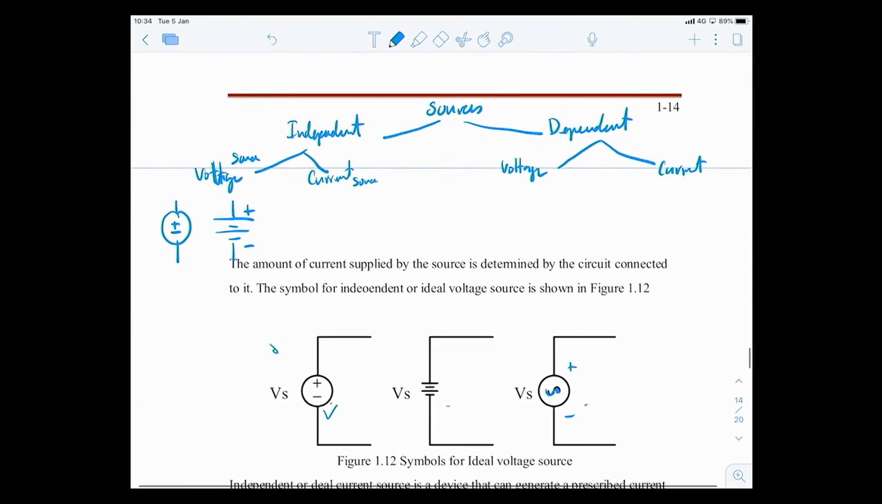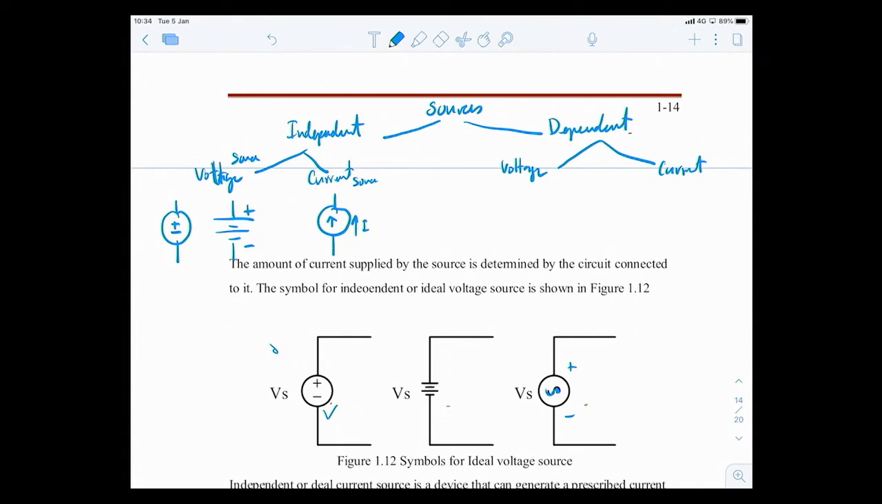If it's a current source, it's a circle with an arrow telling you the direction of the current. So that's a current source. If you have an independent current source that says 3 amps, then no matter what circuit you connect it to, it will always give you 3 amps out of that source. Now what about a dependent source?